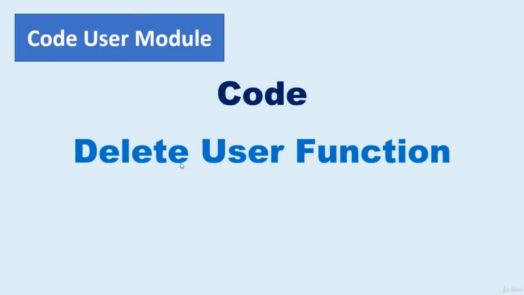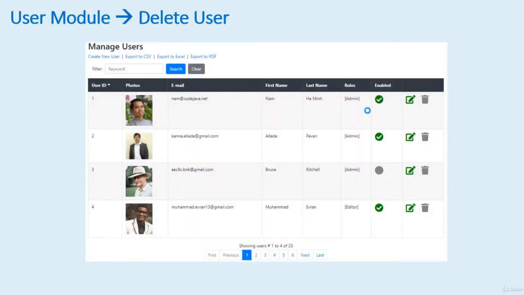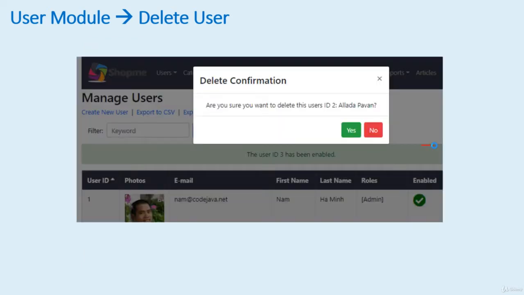In short, I will guide you to code the delete user function of the user module in the Shopee admin application. In the user listing page, if the admin wants to delete a user, he can click the trash icon next to a user here, and a delete confirmation dialog appears here asking, are you sure you want to delete this user with ID number, followed by the full name of the user.